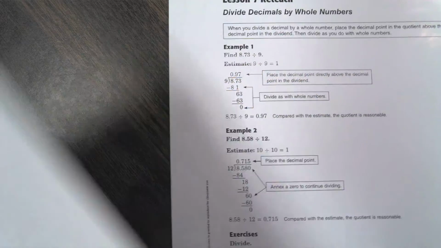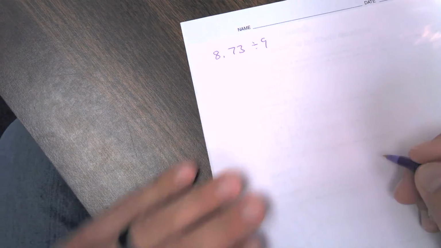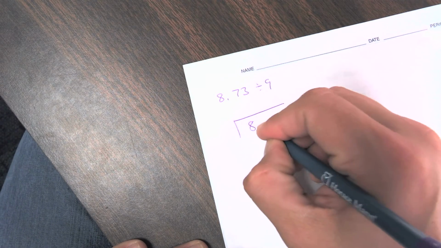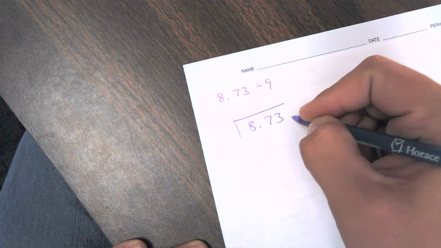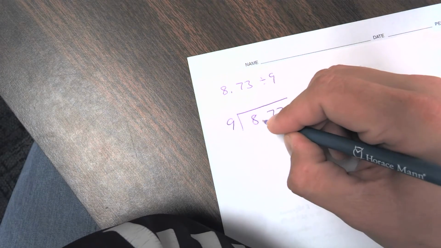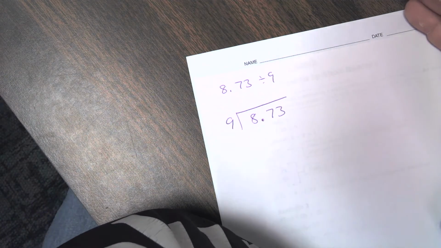And example number 1 looks like this. So 8 and 73/100 divided by 9. Now, remember I said that one that's listed first, that's the one being divided. That goes down here on the inside. Okay, 9 goes on the outside. Now, this decimal here doesn't change anything with the division process. It just changes your answer.